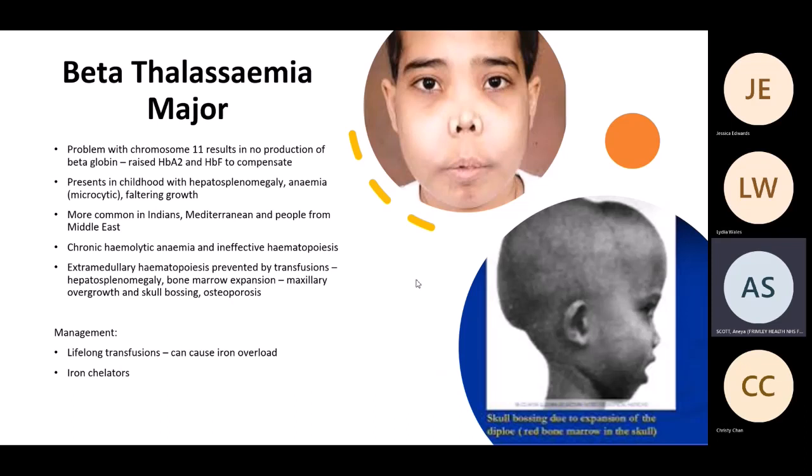But they'll need lifelong transfusions, and the problem with that is that it often causes iron overload, and so people with thalassemia often have problems with high iron, and they have to be on regular iron chelators. That's the main problem with thalassemia nowadays. And again, there are stem cell therapies that are starting to come in, but they're still not mainstream and still quite a risky option.